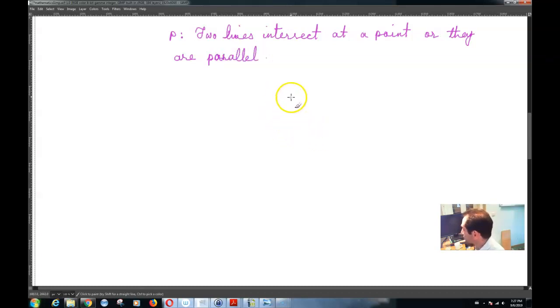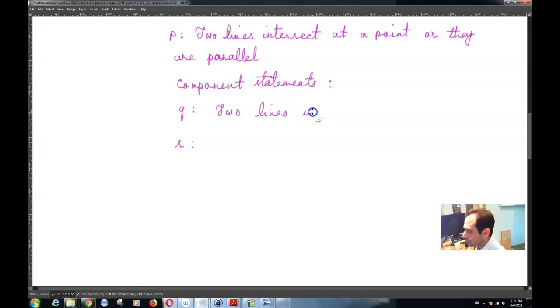Now let's see how we can understand this. The component statements of this compound statement are, let's call them, for example, Q and R. And Q and R are basically: two lines intersect at one point, or two lines are parallel.